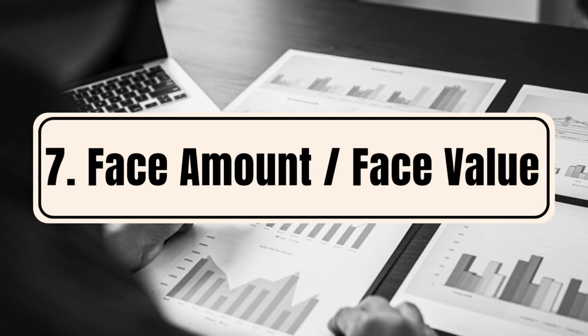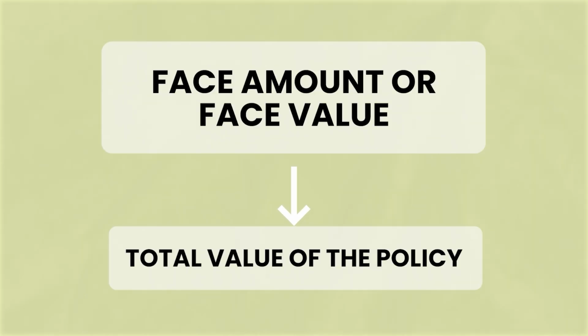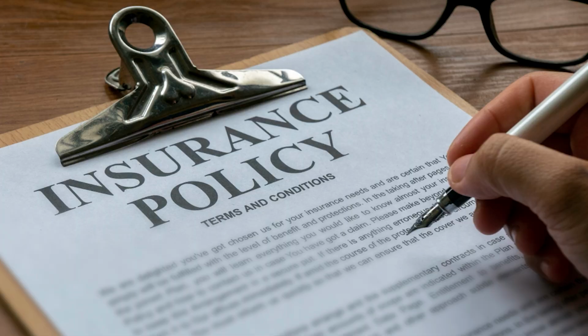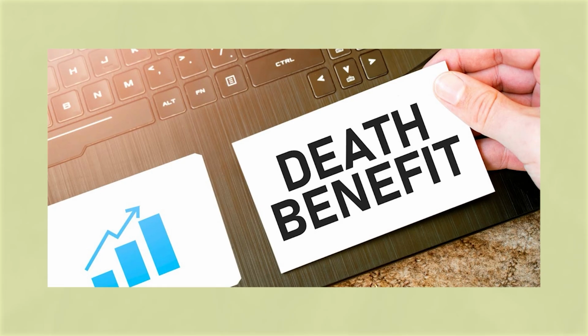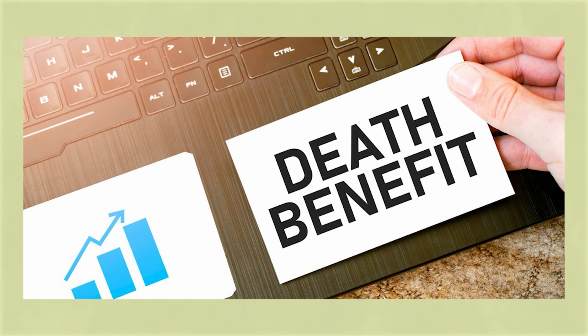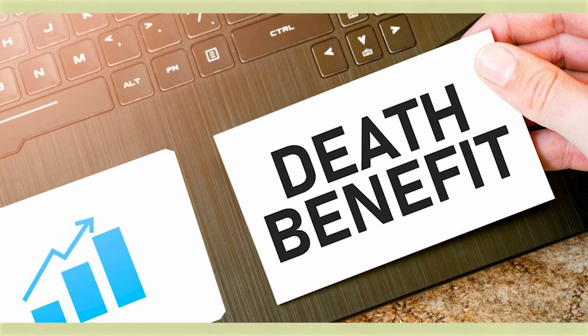7. Face amount or face value. When you hear the phrase face amount or face value, this refers to the total value of the policy, or the amount of money paid to the beneficiary or beneficiaries when the policy expires or when the insured person dies. Wait, hold on. You just said the same thing about death benefit. Yes, folks, the face amount or face value is the same as the death benefit in most cases.